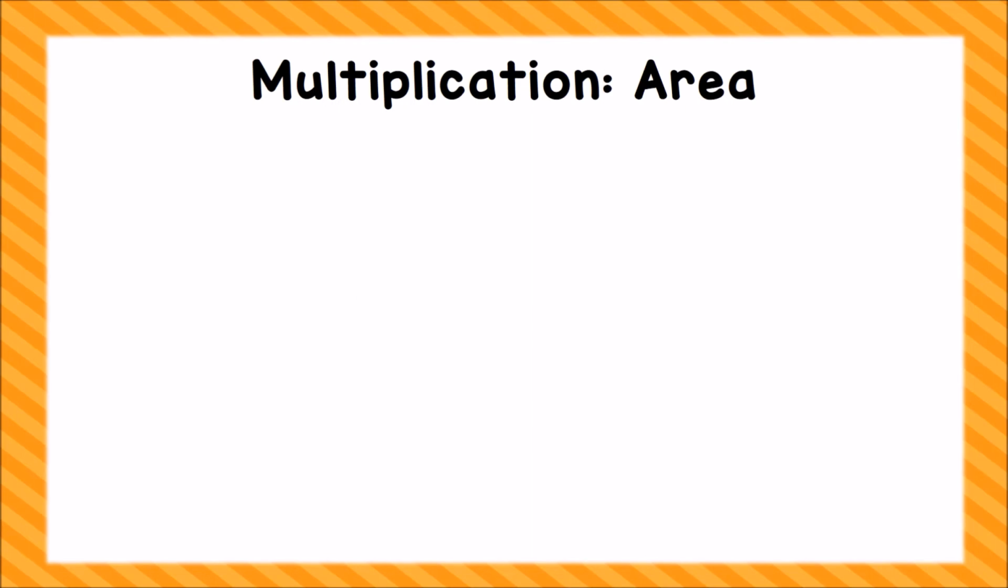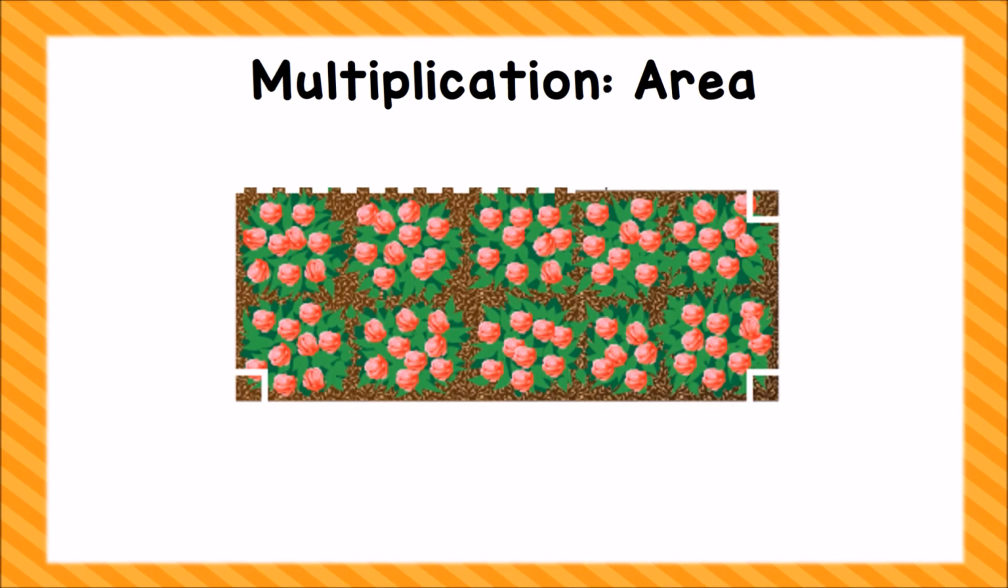Next up are area problems. Let's take a look at an example. For this example, we are finding the area of a garden. If we were using whole numbers, we would multiply 3 times 12. And if we were using fractions, it would be the same thing. We would just be multiplying this time 3.5 feet times 12 1/4 feet. There were no problems like this on the week 10 quiz, so let's move on to the next type of problem.